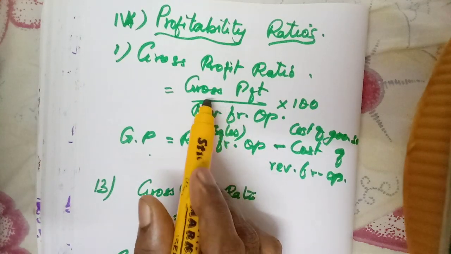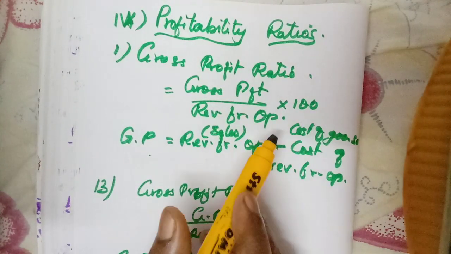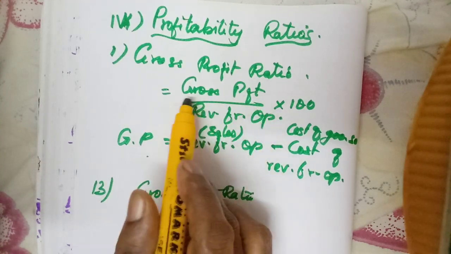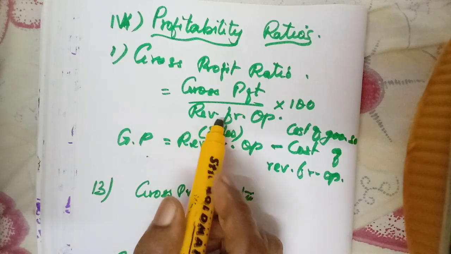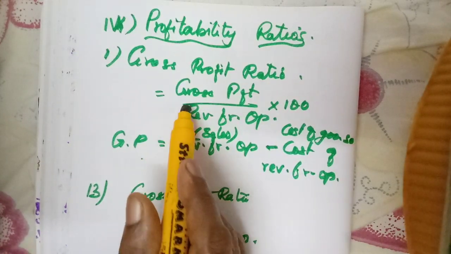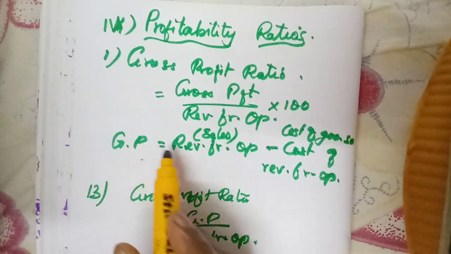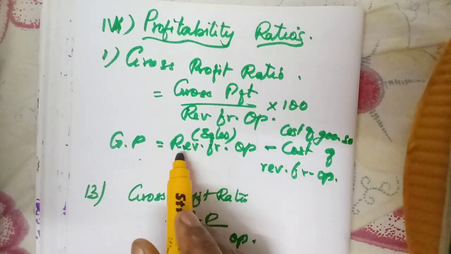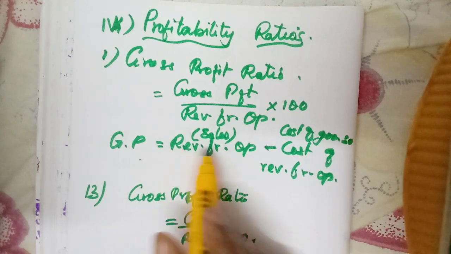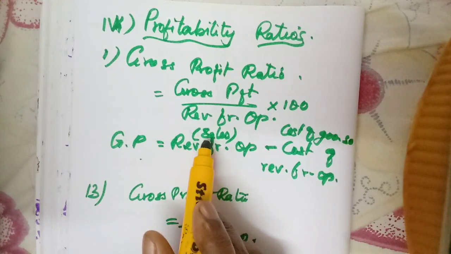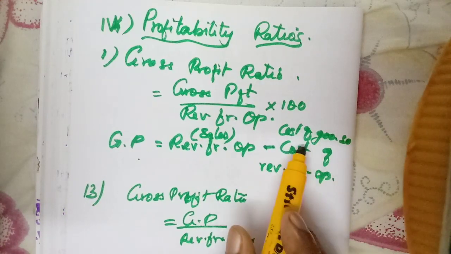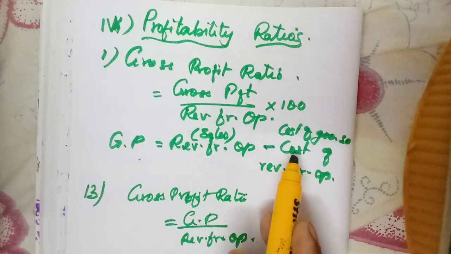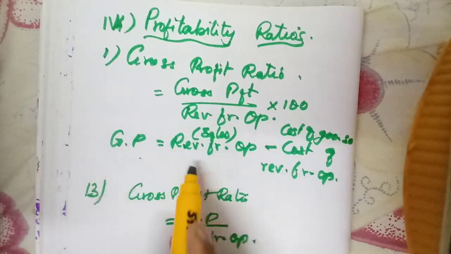Now, gross profit divided by revenue from operation into 100. If they have given the gross profit, it is okay. But if it is not given, what do we have to do? We need to calculate. Gross profit can be calculated by deducting the cost of revenue from operation from the revenue from operation. Nothing to worry. Revenue from operation means sales. Cost of revenue from operation means cost of goods sold. So from the sales, if we deduct the cost of goods sold, we will get the gross profit.